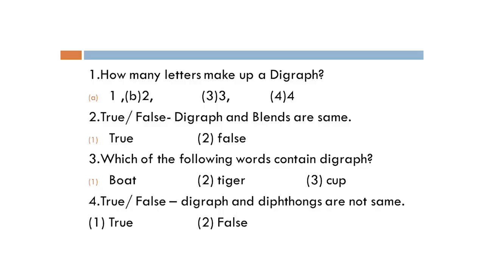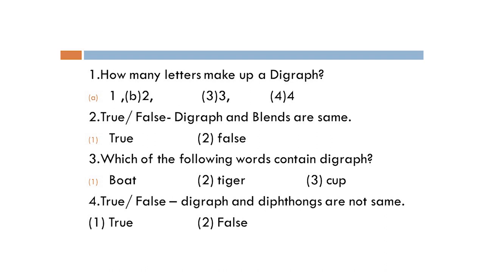Shall we ask questions to recollect ourselves? Yes. How many letters make up a digraph? I'll give options. You can give your answers. 1, 2, 3, and 4. What is the answer? It's 2. Yes, good. Di means 2, graph means written. Already we have seen that 2 letters combine together and give a digraph.